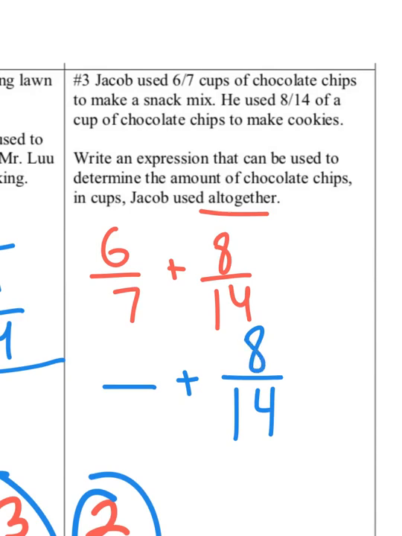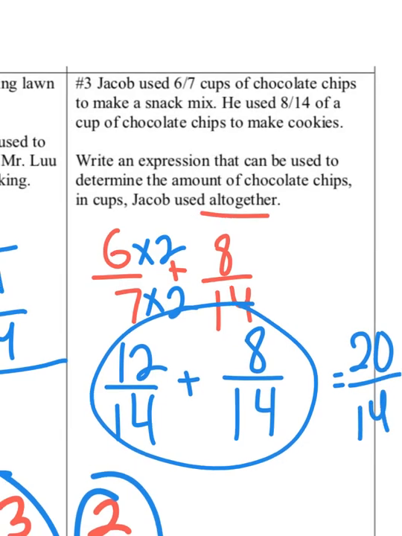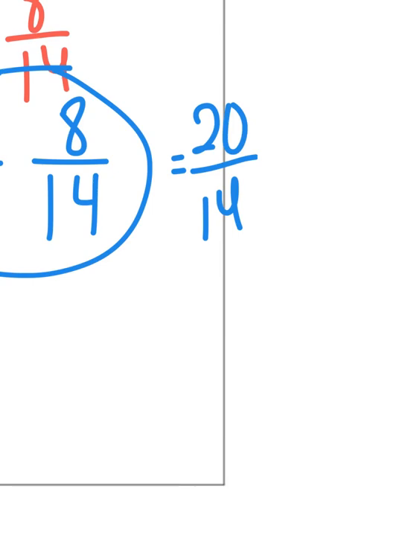This one stays alone. This is really times 2 and times 2, so you get 12/14. And that is your expression. And if you were to solve it, you would get 13 over 14, and that's called an improper fraction.